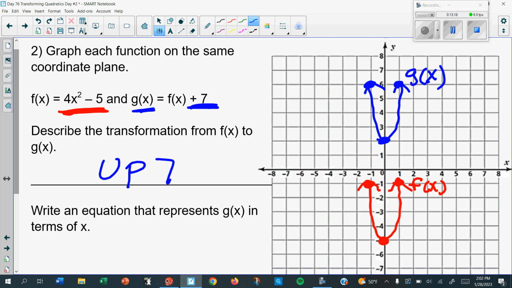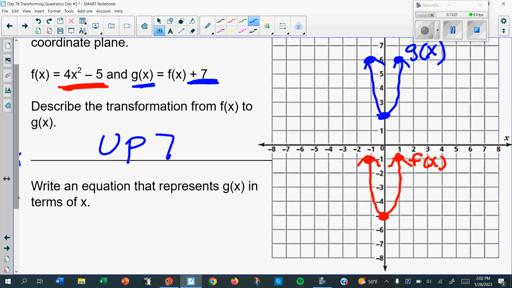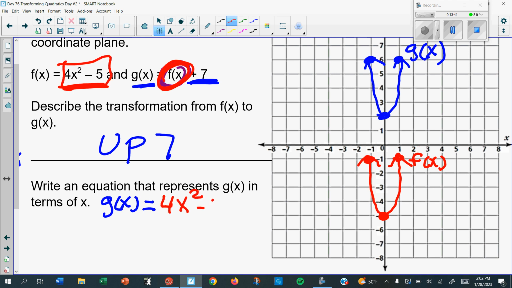So again, now we need to come up with the equation for that new blue graph. So g of x equals, so what does it say? It says take f of x, you know what, I'll make it in red. We'll take f of x, and we'll add 7. So let's write f of x, which is 4x squared minus 5. And then what are we going to do to it? We're going to add 7 to it. And since it's outside, we're going to put the plus 7 outside. Okay? So g of x equals 4x squared.